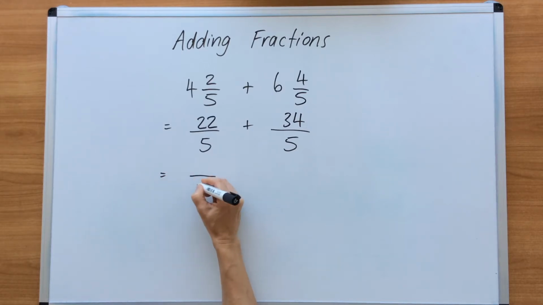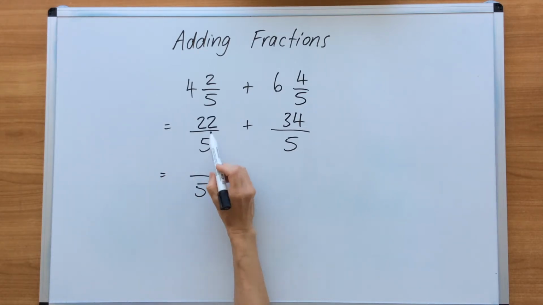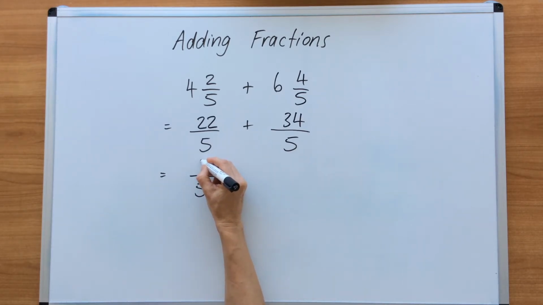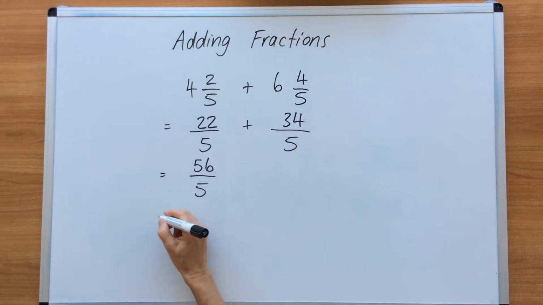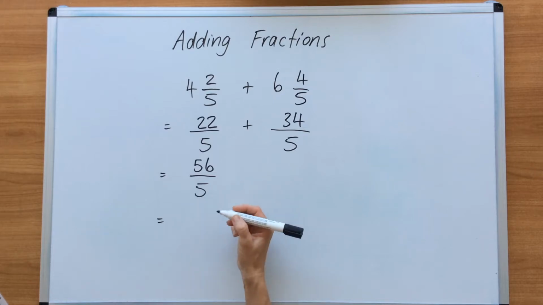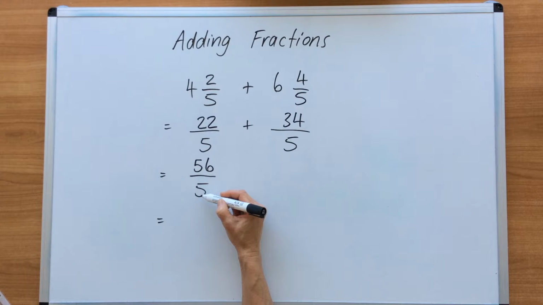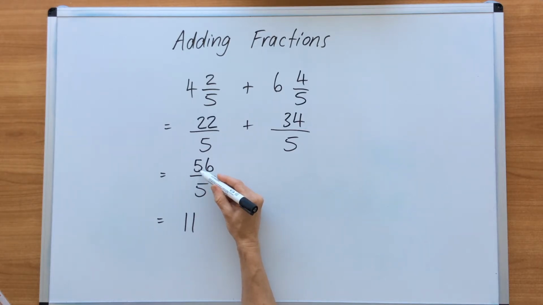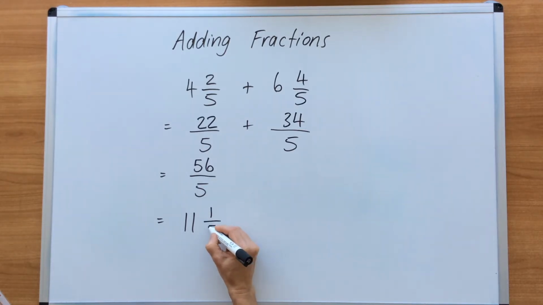Next line. We know our denominator is 5, and all we simply do is add these two numbers. And 22 plus 34 is 56. Now we know we can't leave this as an improper fraction, and we must convert it to a mixed fraction. So we think about how many times 5 will go into 56. It goes 11 times because 5 times 11 is 55, and we have one remainder over 5. So our answer is 11 1/5.